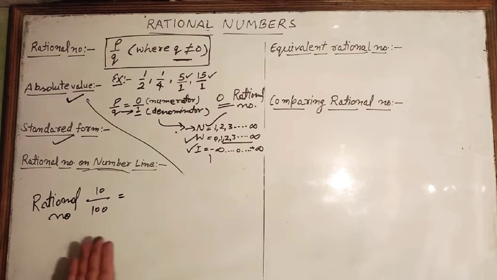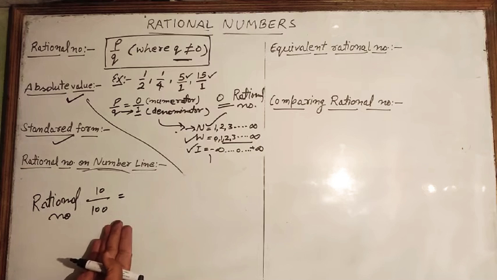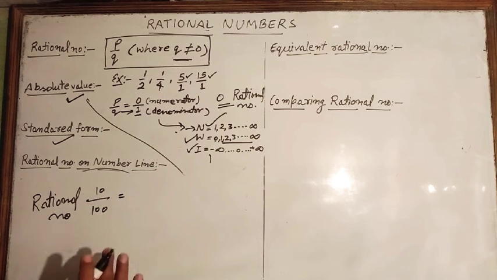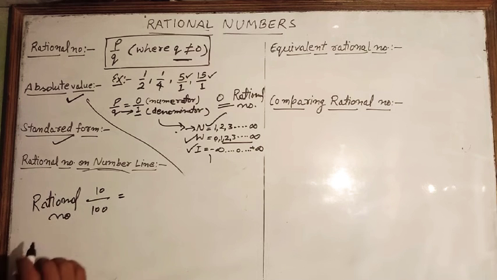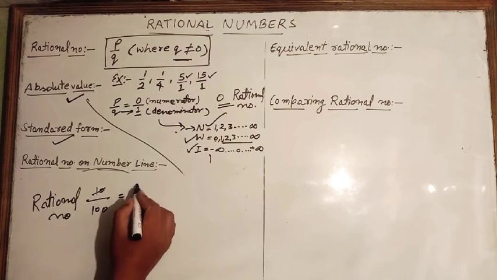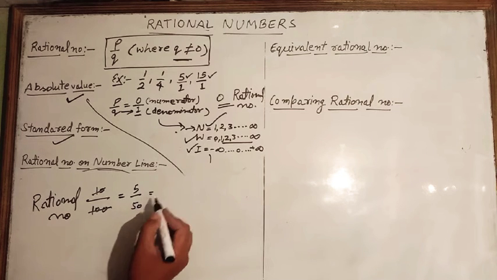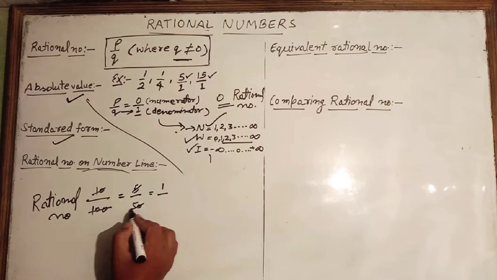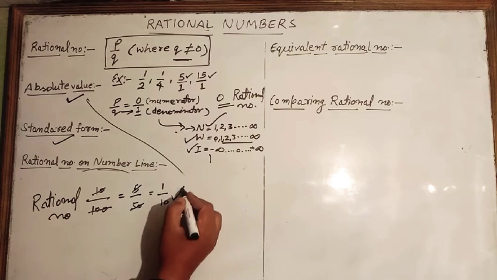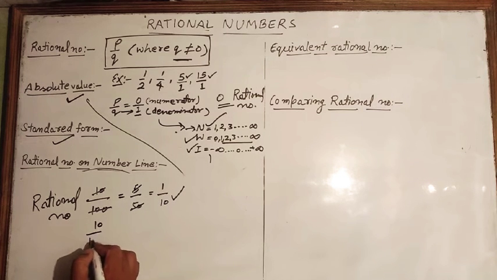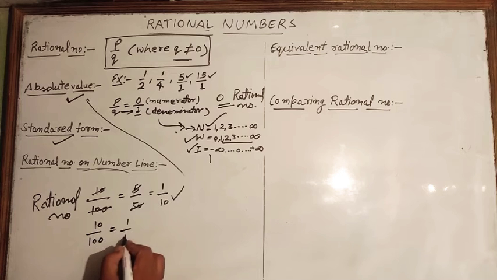As we know from fractions, in the simpler form no common factor other than 1 should be there. So we can divide by 2: 2 fives are 10 and 2 fives are 10, and the 0 remains. Again we can divide by 5: 5 ones are 5 and 5 ones are 5, meaning 1 upon 10. So 10 upon 100 is the same as 1 upon 10.